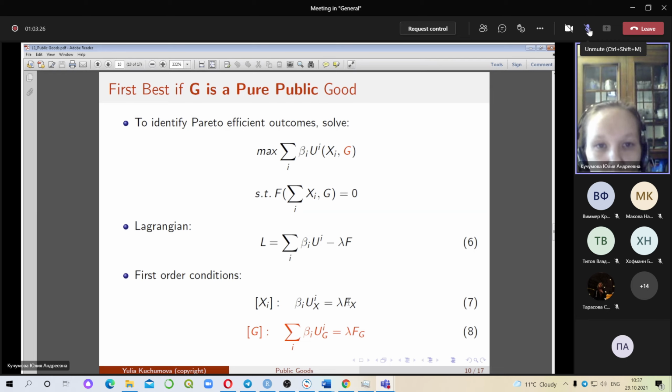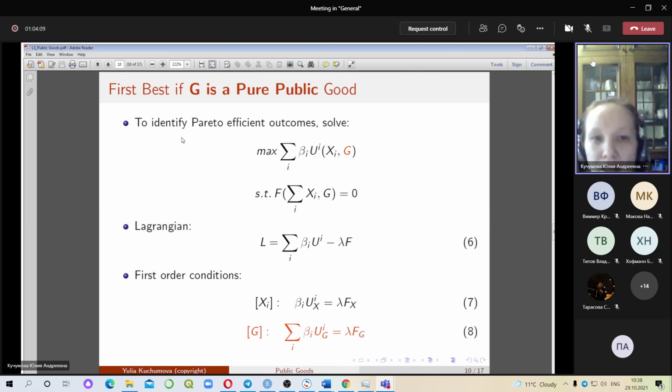Now let us assume that good G is a public good, a pure public good. What is the difference? Why is there a sum now? You're talking about equation 8? Yes, I'm confused with it. Okay, so let us move to that.